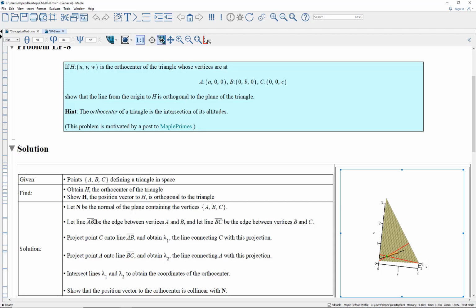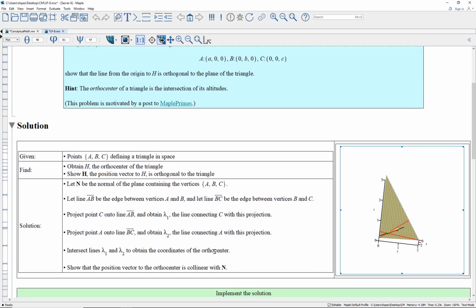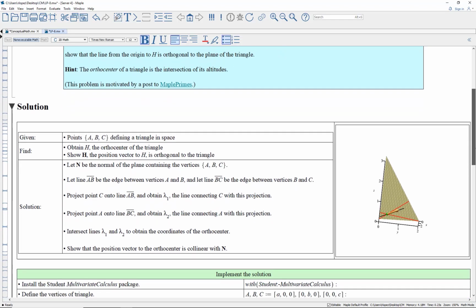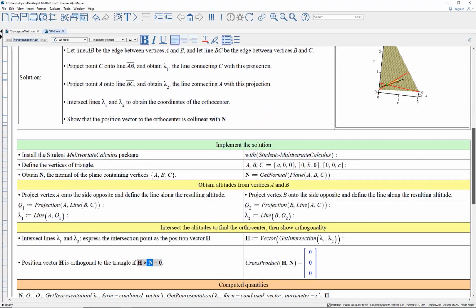So we want an edge AB, and an edge BC. You can get the appropriate point you need on that edge by a projection. So you project point C onto line AB, and that would give you the line along which the altitude lives. And then you project A onto edge BC, you get the other line, you intersect those two lines, so you get the coordinates of the orthocenter, and then you show that the position vector to the orthocenter is collinear with the normal. Implementing that strategy in Maple is pretty straightforward. It's not that hard.